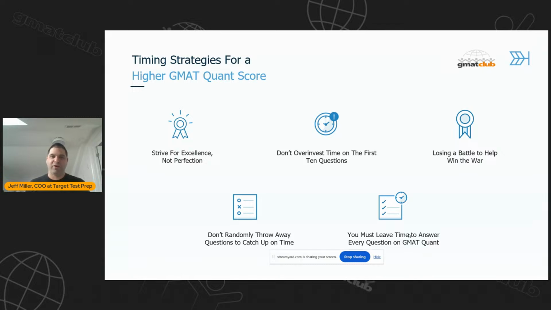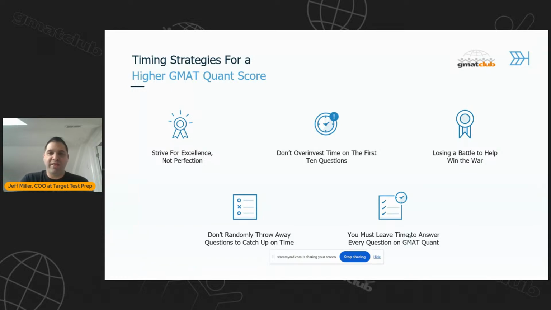And the drive to be perfect could mess you up on a section. Let's say you're up to question 10 and things have been going great. Well, if on question 10 you decide that you're going to go all in on that question because there's something that you don't understand and you spend 7 minutes on it, messing up the rest of the quant section, that's going to be a problem. So make sure you're not in that position.